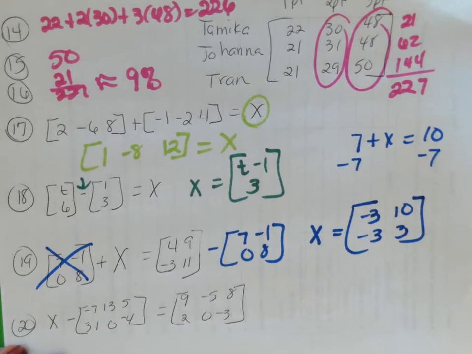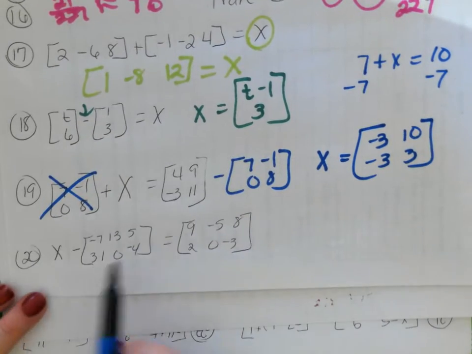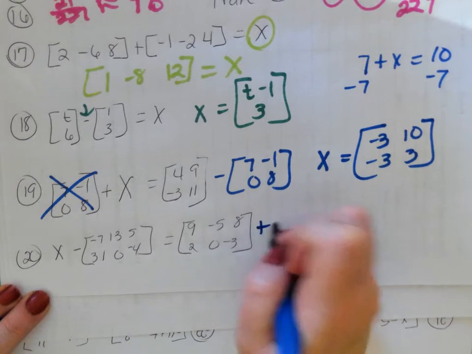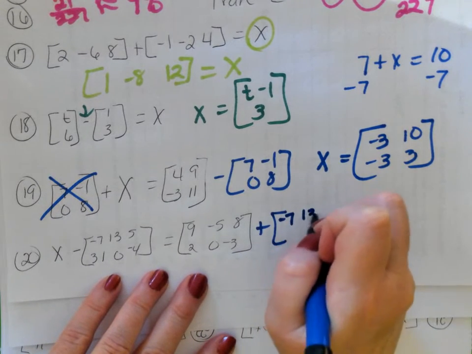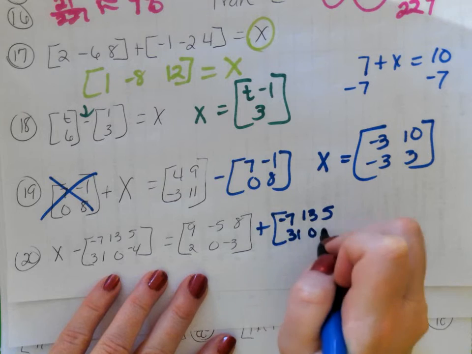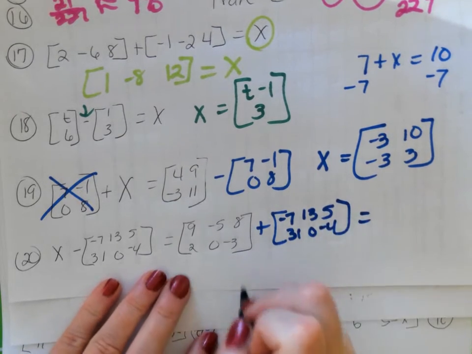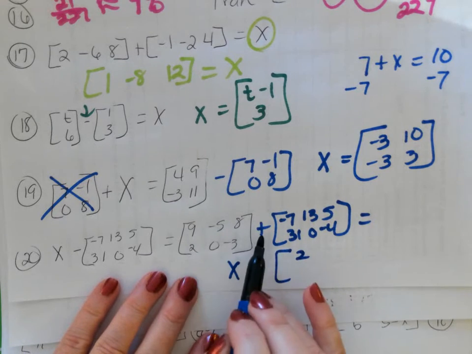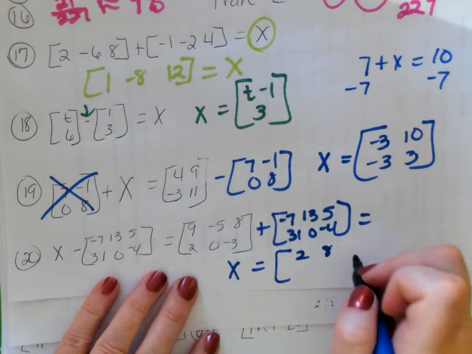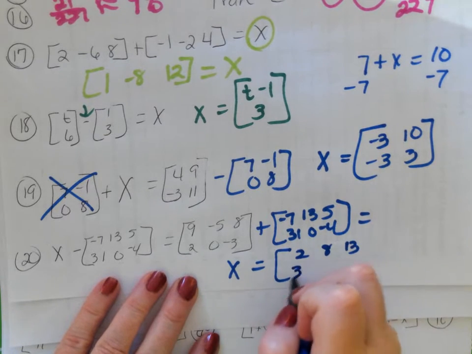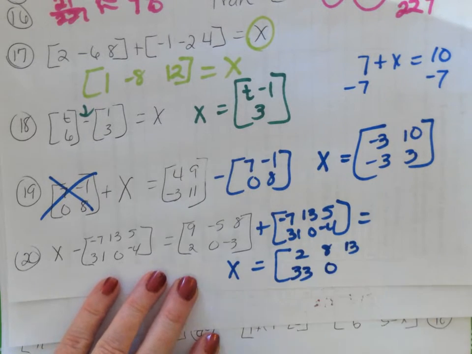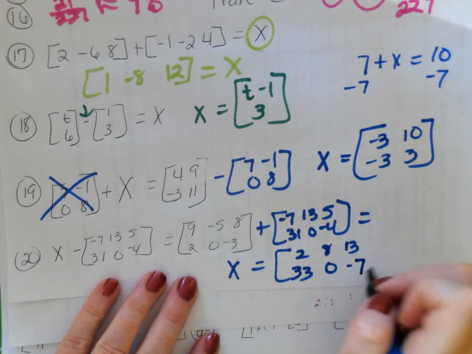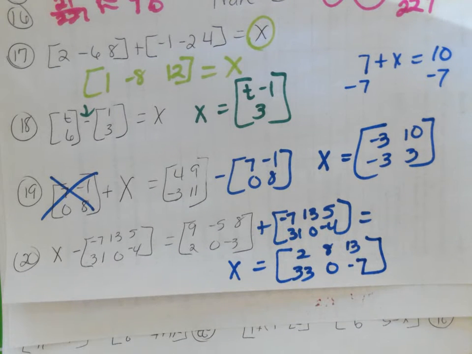There's our values. Okay, and just like the last one, except this time we're going to add. So we're going to add this thing. Negative 7, 13, 5, 3, 31, 0, negative 4. And that will give us our X value. So 9 plus negative 7 is 2. Negative 5 plus 13 is 8. 8 plus 5 is 13. 2 plus 31 is 33. 0 plus 0 is 0. And negative 3 plus negative 4 is negative 7. And we have the value for big ol' X. So far, so good.